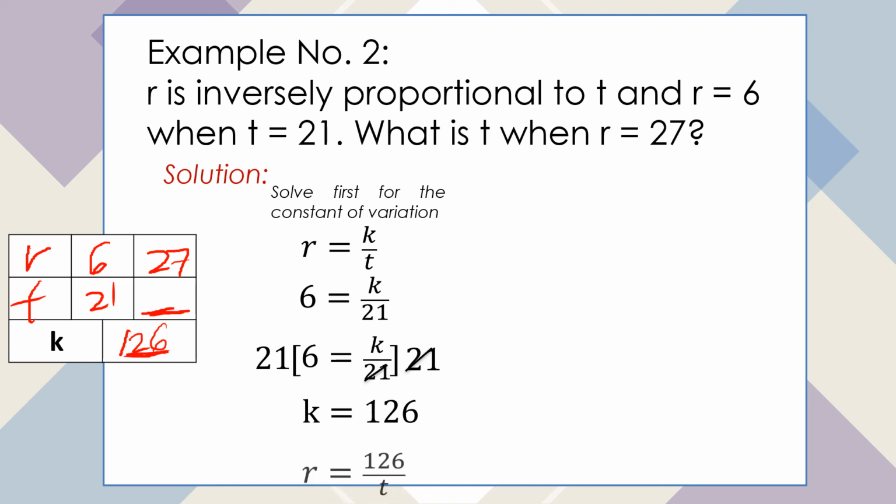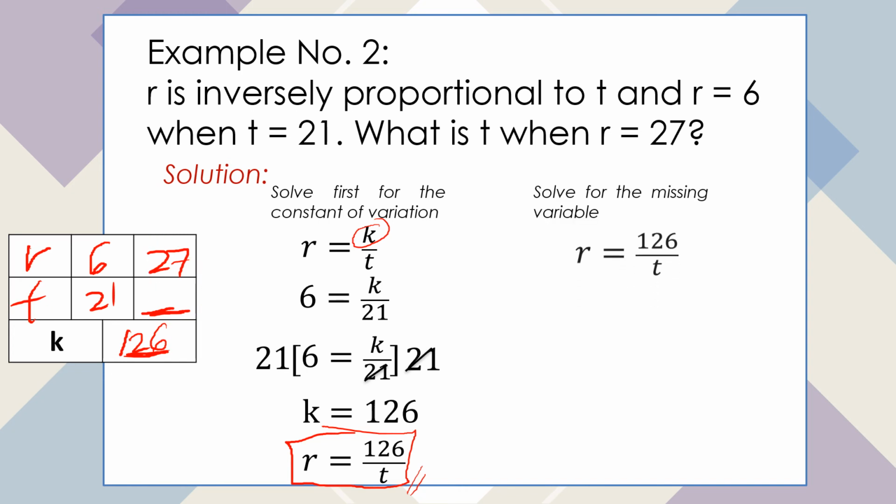126. Then, ito yung ating equation of variation. Pinalitan lang natin yung K nito kasi nakuha natin yung K. Therefore, siya magiging R equals 126 all over T. Then, gamitin natin siya para makuha yung value ng T dito. We have R equals 126 over T. Yan. Value ng R natin is 27, equals 126 over T.